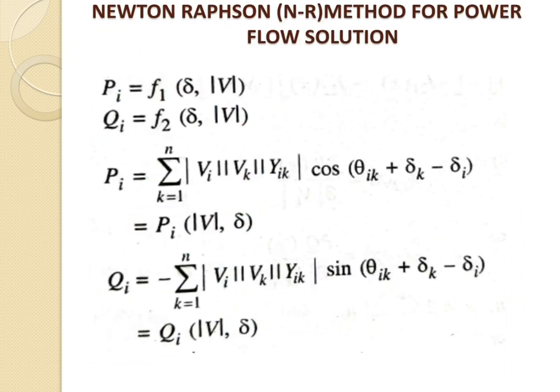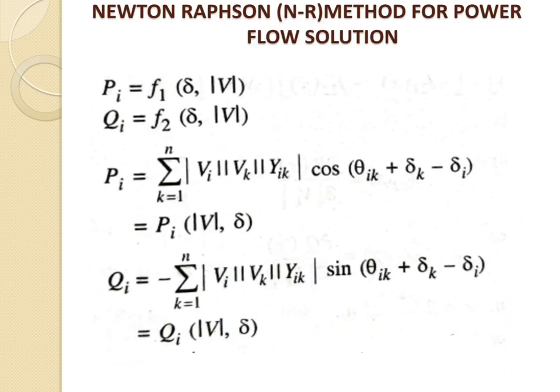To apply the Newton-Raphson method to the solution of the power flow equation, firstly we will express the bus voltages and line admittance in polar form. Active power and reactive power are functions of phase angle and voltage, written as Pi equal to function F1 of delta and the voltage magnitude V. In the same way, reactive power is a function of phase angle and voltage.